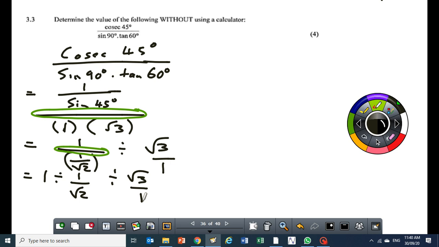I'm confused. Where did that 1 come from? Which one? How did you get 2? No, remember there is a 1 on top here, divided by a fraction which is 1 over square root of 2. Wait, so what happened to cosec then? I converted the cosec to 1 over sine 45. That's what it is.